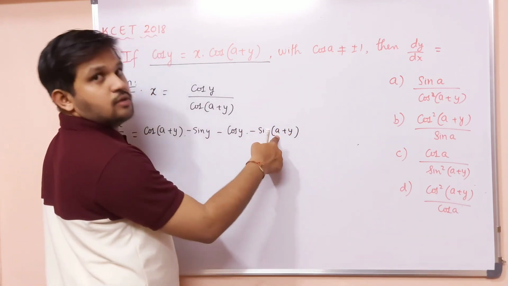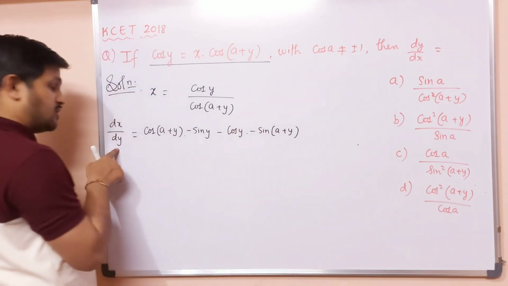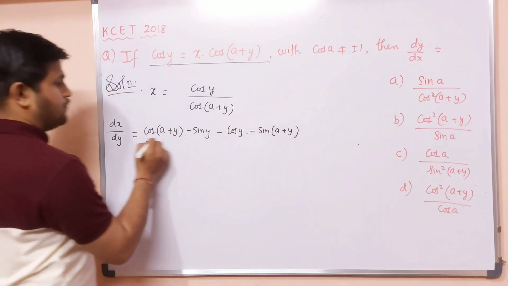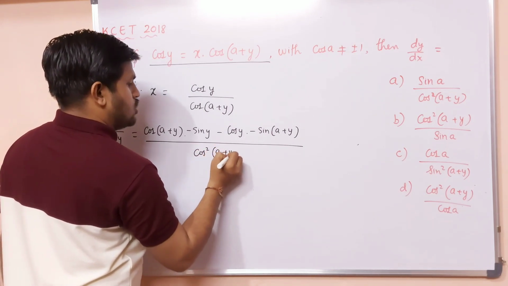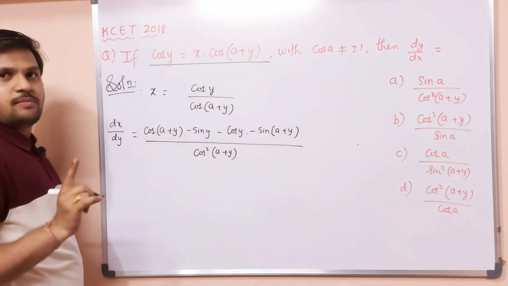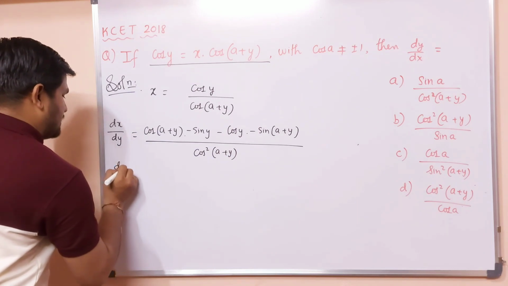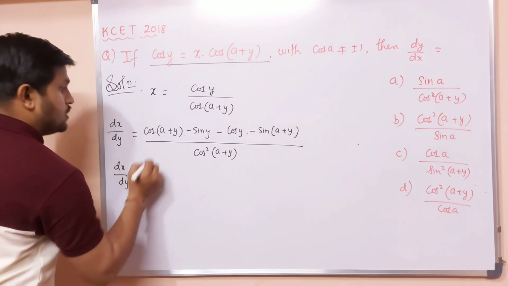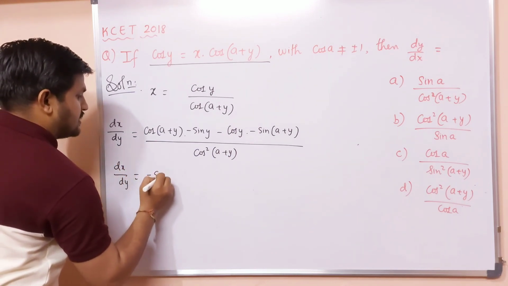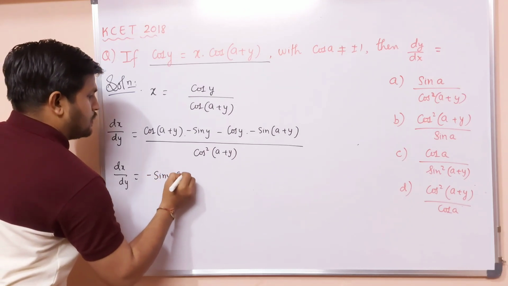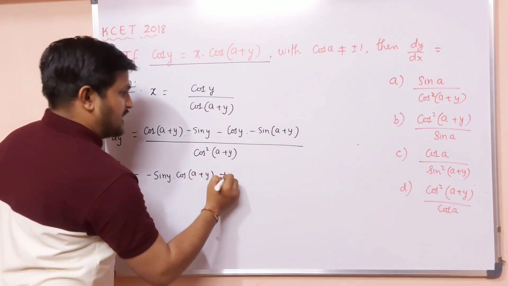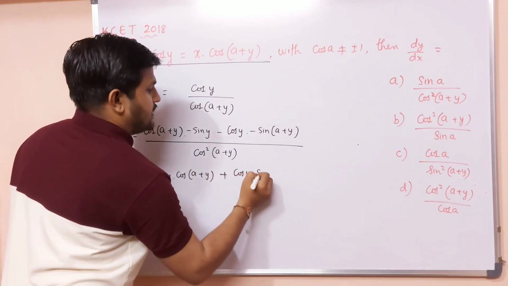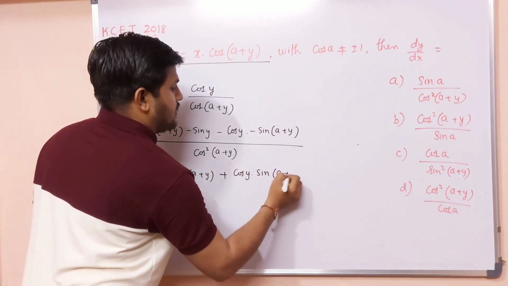Derivative of cos of a plus y is minus sin of a plus y. Derivative of a is 0. Derivative of y is 1, because we are differentiating with respect to y. Whole divided by cos square of a plus y. Simplify the numerator, you will get the answer. So dx by dy is equal to, look at this one, minus sin y cos of a plus y, minus into minus becomes plus cos y sin of a plus y.